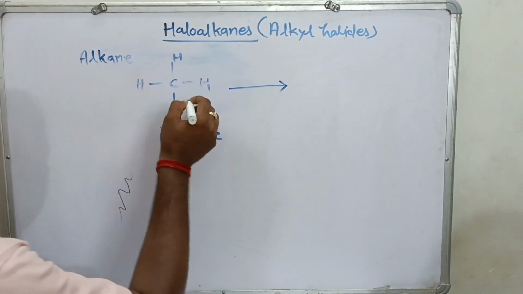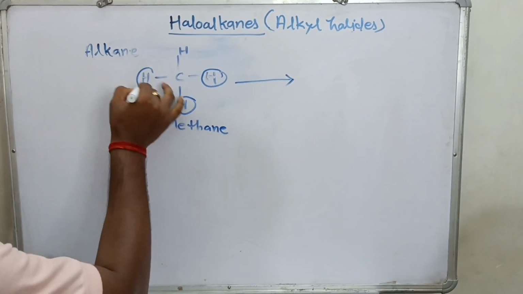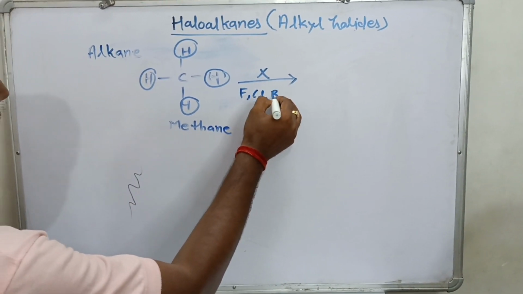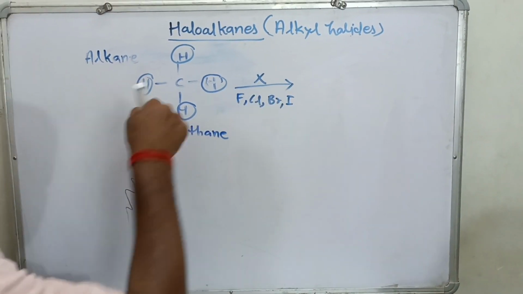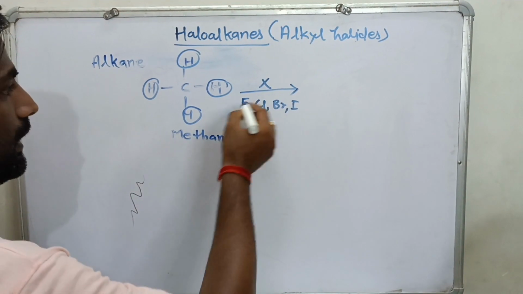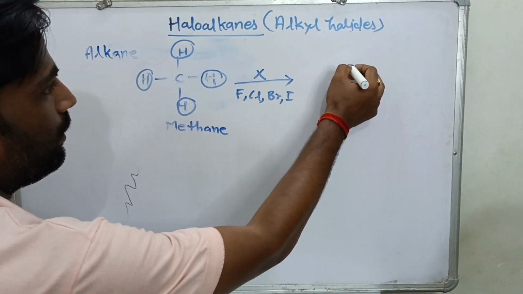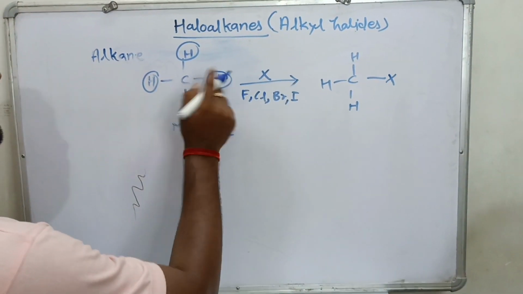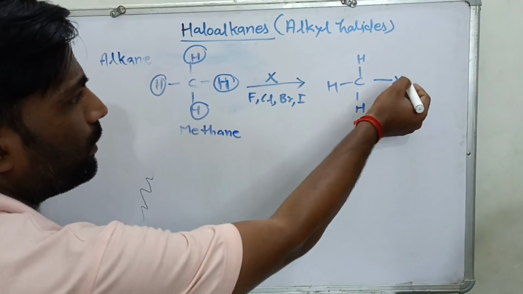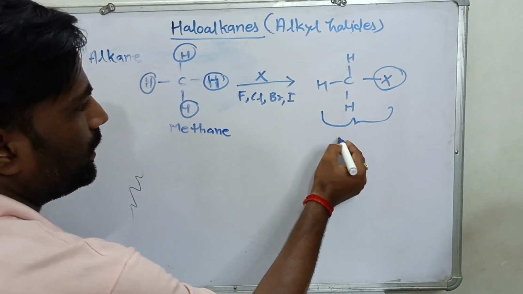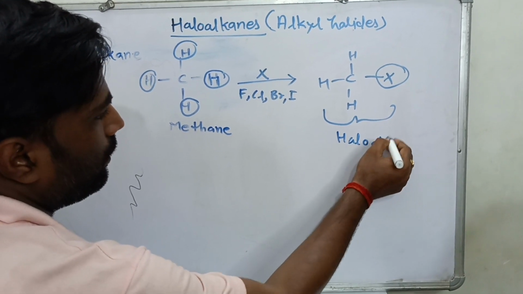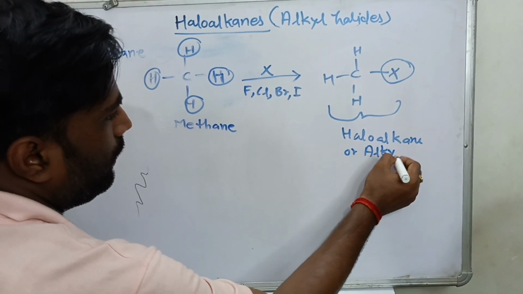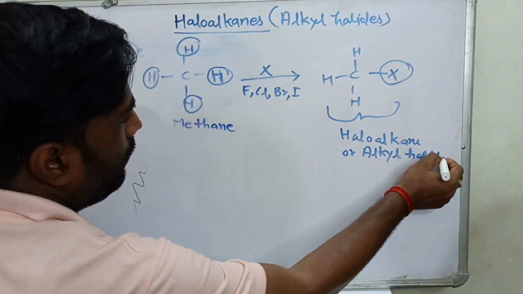So when one or more hydrogen atoms of these alkanes are replaced by halogen atoms, that is fluorine, chlorine, bromine, or iodine, then this one, when any one or more hydrogen atoms are replaced, is well known as haloalkane or alkyl halide.